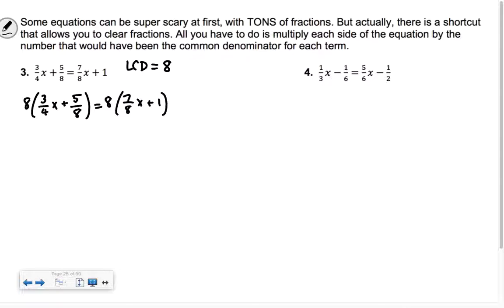Many of you are going to be really good at this. You're not going to have to write this next step, but I'm going to show you what we're doing. This 8 is going into both pieces, right? So we're saying 8 times 3/4 x plus 8 times 5/8 equals 8 times 7/8 x plus 8 times 1. Do you see how I multiplied the 8 into every single thing? 8 times 3/4 x, 8 times 5/8, 8 times 7/8 x, 8 times 1.